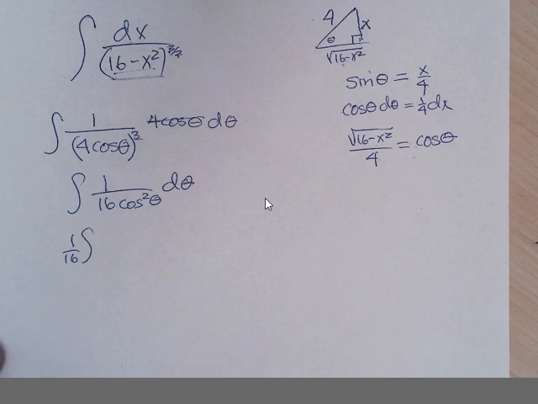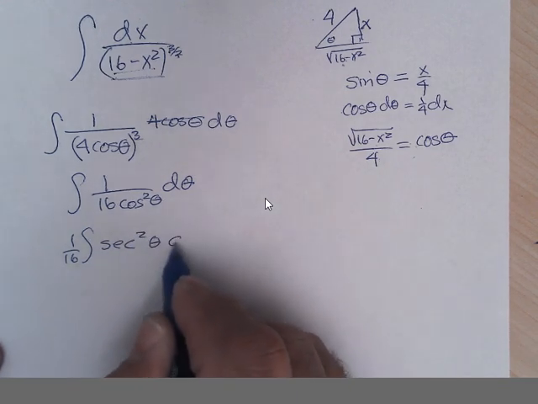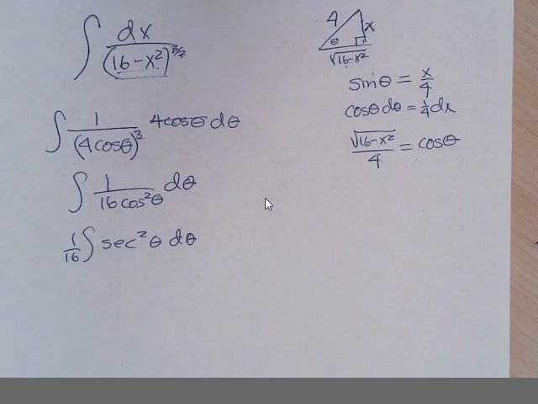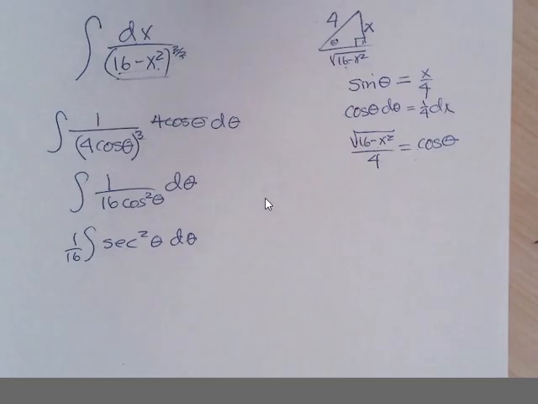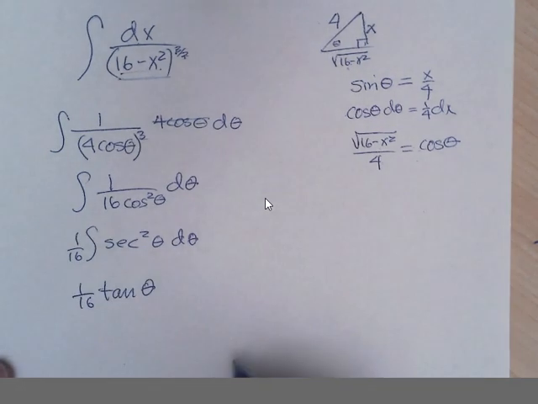Do we know the integral of 1 over cosine squared? Well, maybe we need to use our trig. What is 1 over cosine? Cosine's reciprocal is secant. So this is just secant squared theta d theta, because it's 1 over cosine squared. Oh, we know the antiderivative of secant squared. The derivative of tangent is secant squared, so the antiderivative, this is just 1/16 tangent theta plus c.